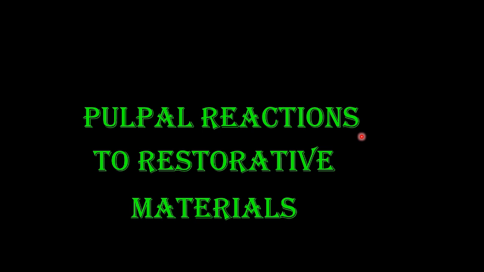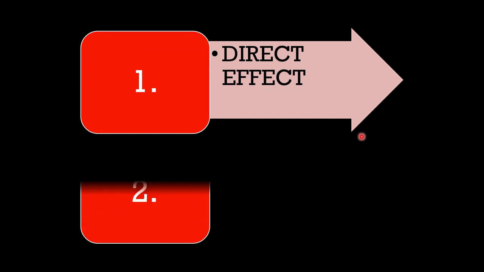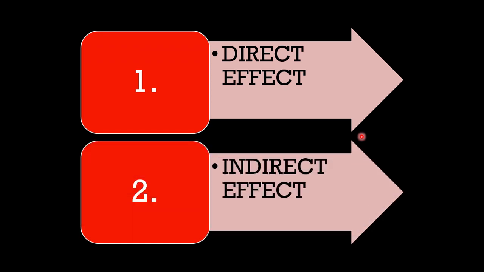So now coming on to pulp reaction to the restorative materials. Here we have two patterns, the direct effect and the indirect effect. Evidence shows that indirectly, in some instances, prolonged cytotoxicity and stimulation of hypersensitivity reaction or impairment of host immune responses can be seen.